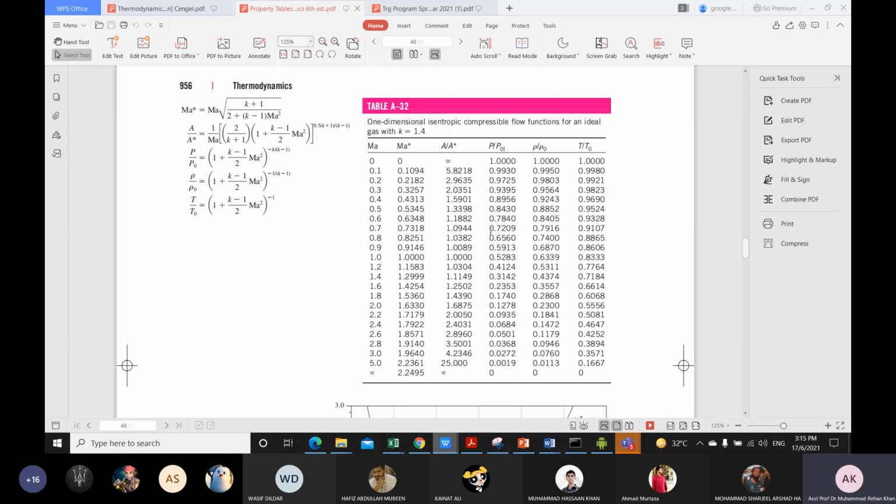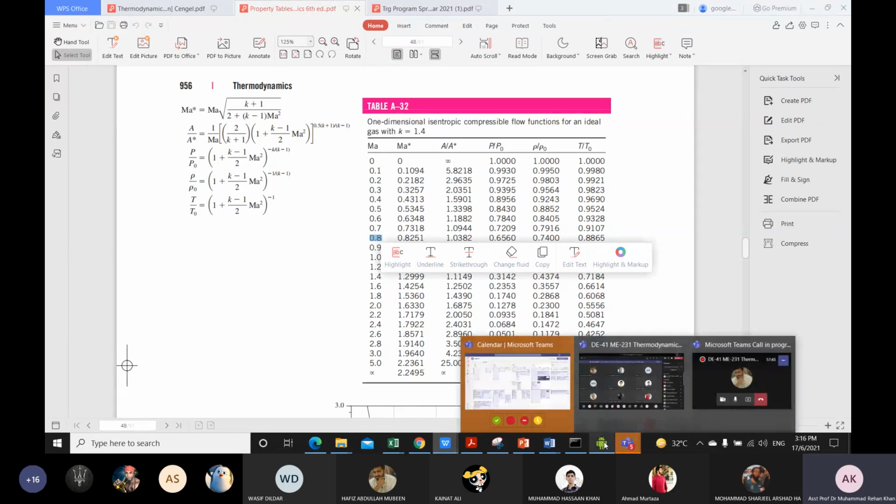So 0.670 lies in between 0.7209 and 0.6560. So it means this value is in between. So you have to apply the interpolation to find the value of T by T naught. Okay, so first interpolation T by T naught, and also you have to apply the interpolation to find the Mach number as well. So your Mach number is also in between, I think 0.7 or 0.8, in between 0.7 and 0.8. So you have to apply two interpolations by using the Pt by P naught value.